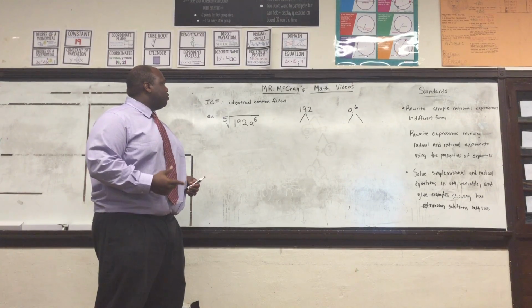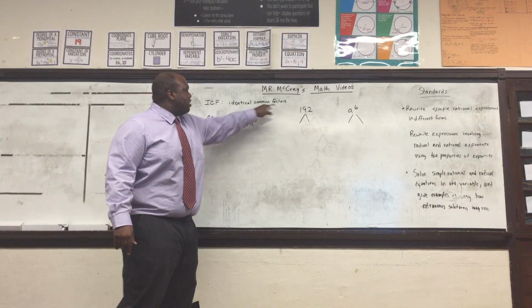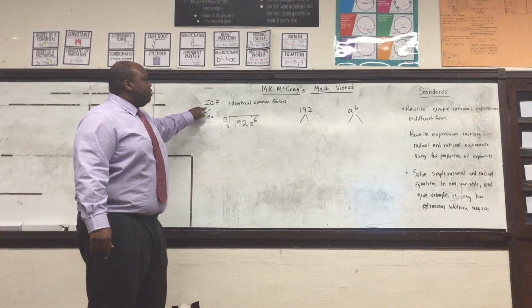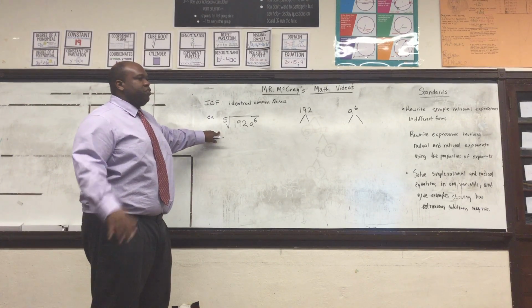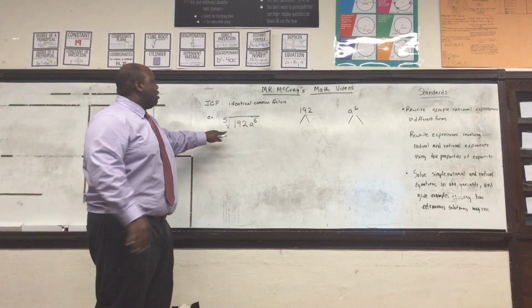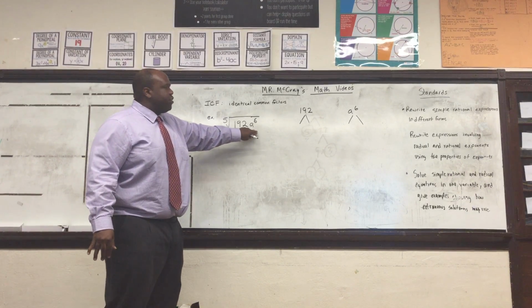So we're going to do another problem in regards to rational exponents. Remember, our key words of this week is identical common factors, ICF. All right. So this one is different from the last one. We just did one with a number in it. Now we're going to do one with a number and a variable.